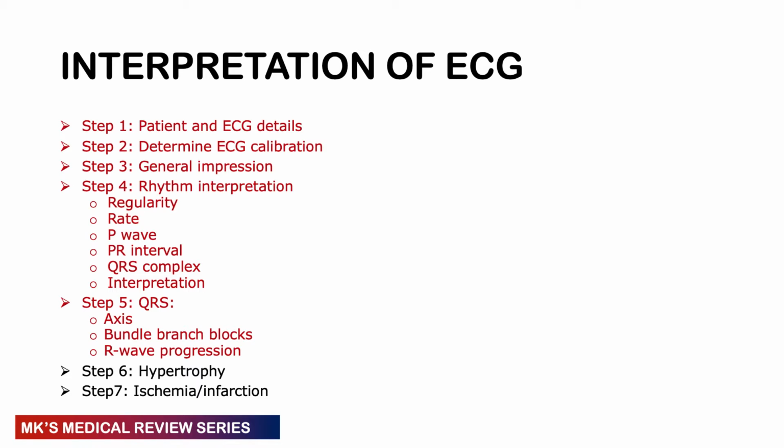And then in this particular video, we're going to be looking at the QRS complex, to be specific, the axis of the QRS complex. In the subsequent videos, we'll look at bundle branch blocks as well as the R wave progression. We'll then be towards the end of assessment of the QRS complex, and then we'll look at hypertrophy and ischemia in the subsequent videos.